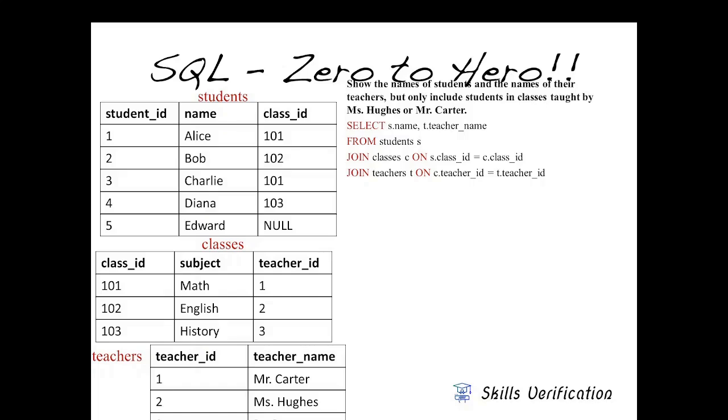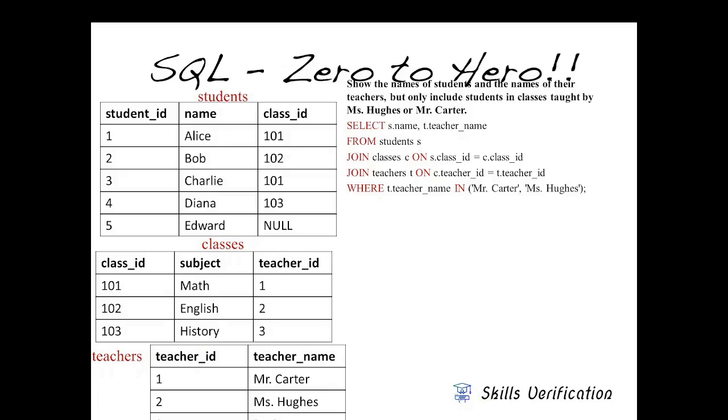The question says we should only select students taught by Ms. Hughes and Mr. Carter, and so that's an extra filter that we can use the where clause for. So we conclude by writing the query where t.teachername in Mr. Carter, Ms. Hughes. You should use the query type you're comfortable with. I personally find the implicit join simpler.